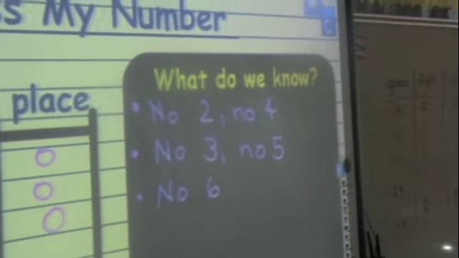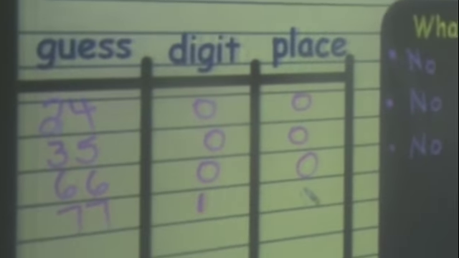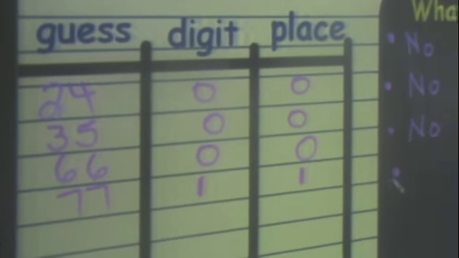All right. Now who would like to share their guess that they talked about with their neighbor? Brittany. 77. All right. Does that fit our criteria? Is there a 2, a 4, a 3, a 5, or a 6 in this guess? No. So it could possibly be that. And guess what? You have 1 digit correct and 1 place. So now what do you know?